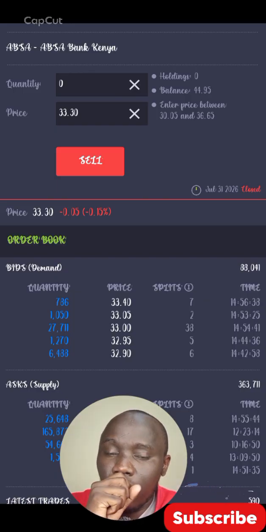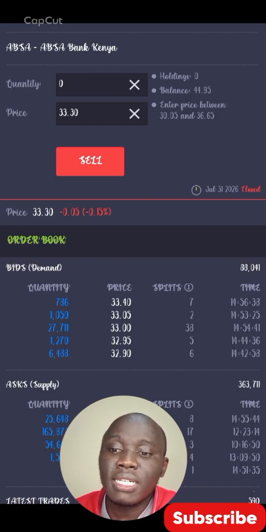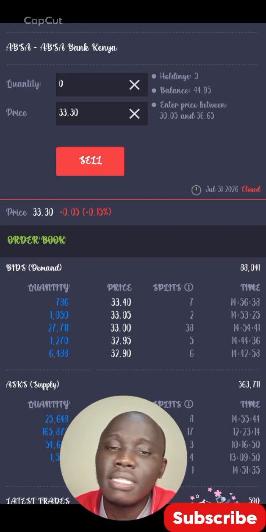So that is how you can go about selling your shares on the Dosikaa app, on the ZD Trader, on the Fidam Trader, on the Digi Trader. Hizo zote, the concept is basically the same.